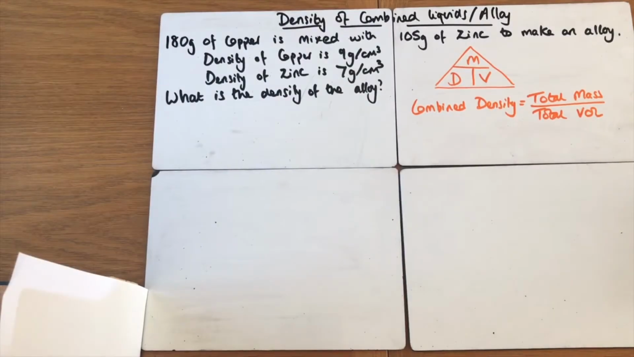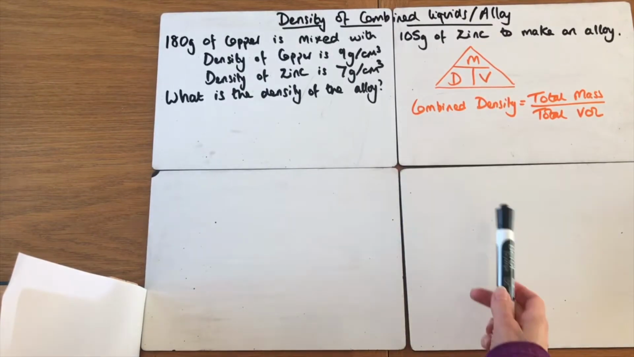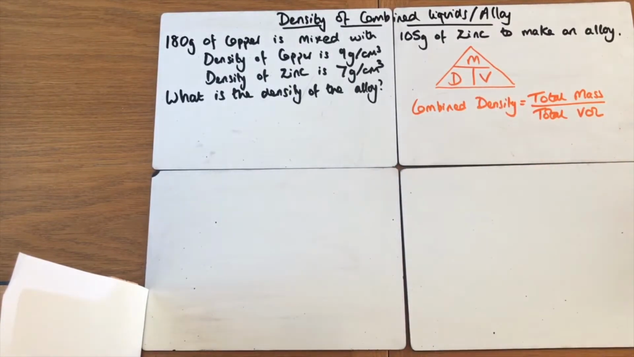I'm going to show you how to work out the density of two liquids combined together, or two metals combined to make an alloy. So we will need the density mass volume formula triangle that tells us that density is mass over volume, and we need to know that to find the combined density of two liquids we do need the total mass of the two liquids divided by the total volume of the two liquids.